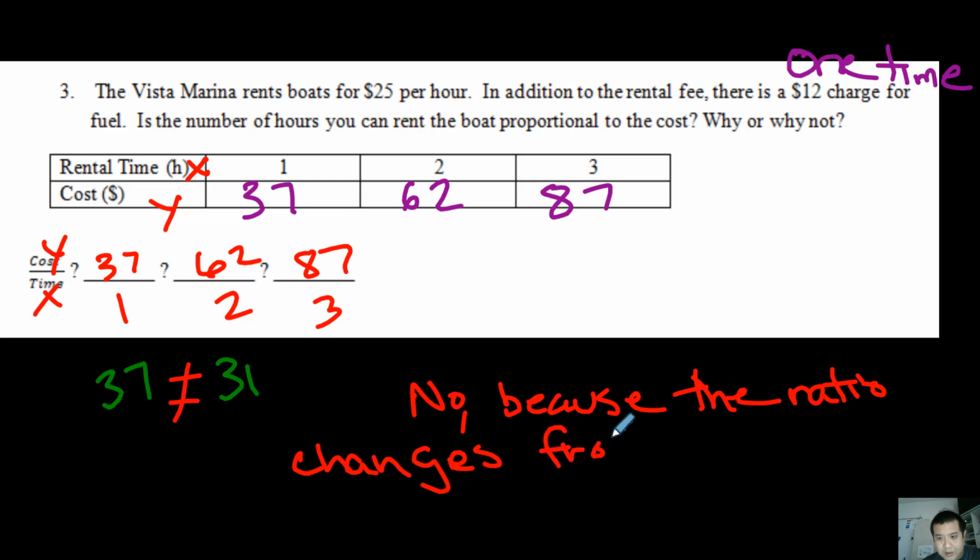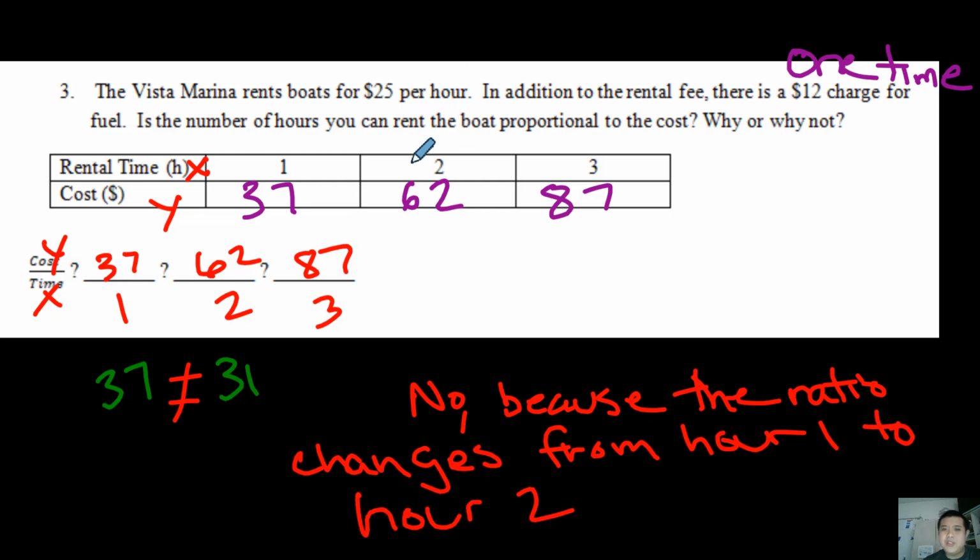The ratio changes from hour 1 to hour 2. If you think about it, the reason for that is this one-time charge right here. This messes it up, because it's no longer constantly jumping by 25. If you had a 0 right here, it'd be 0, 0, but then you could jump up to 37, then you jump up 25 and 25. That causes the rate to change over time.